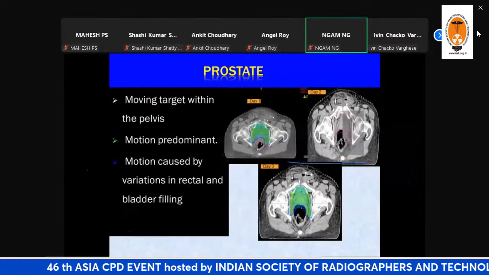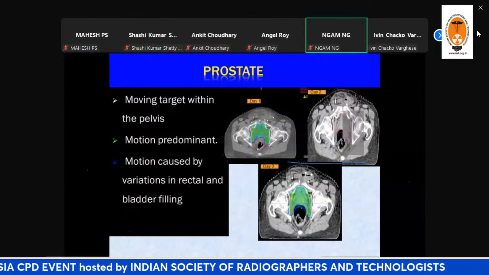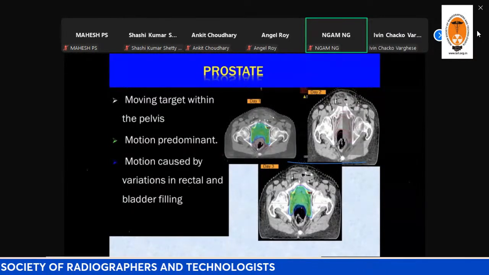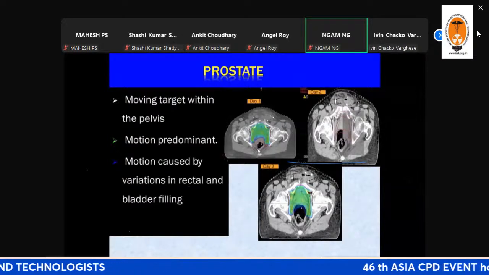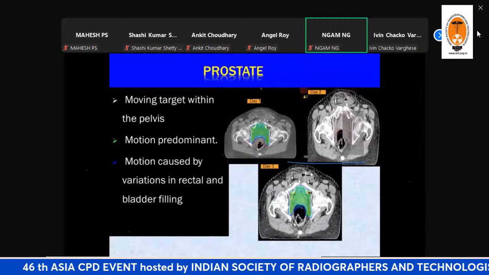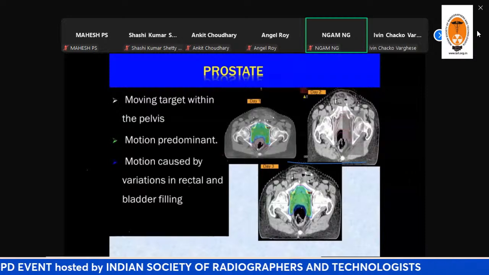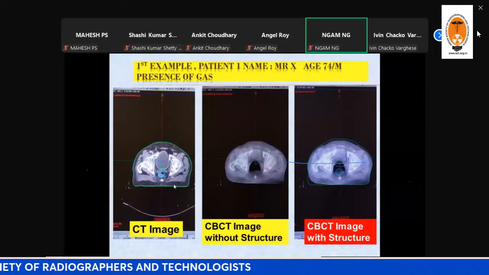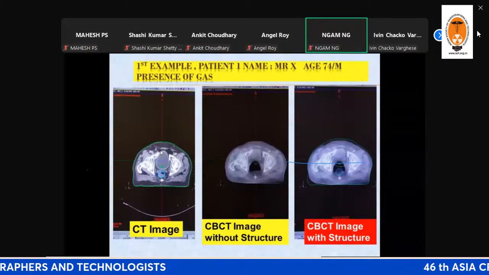Now, the moving target within the pelvis, in the case of the prostate: the predominant motion-causing variation is the rectal and bladder filling. You can see that on day one, rectal filling is almost absent, but on the third day there is a lot of gas and the rectal filling is too much. In this case, we didn't do the replanning, but an intervention was done. Here is another example. You can see the bladder was filled, and this is the rectal position.